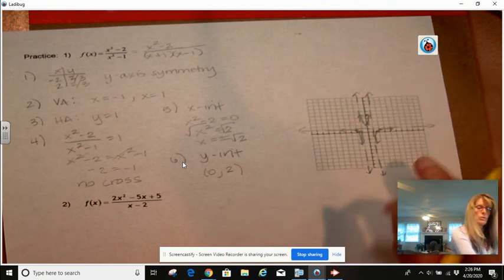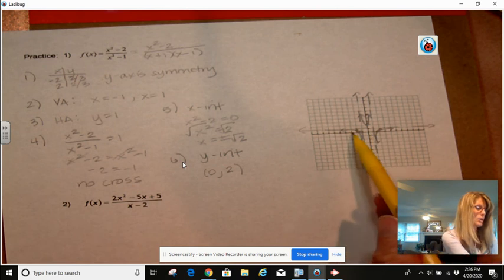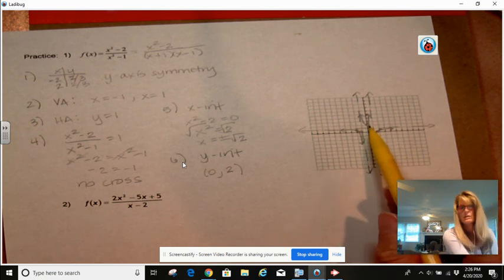And that would affect the centerpiece. If the horizontal asymptote did get crossed here, it would happen here in the center.